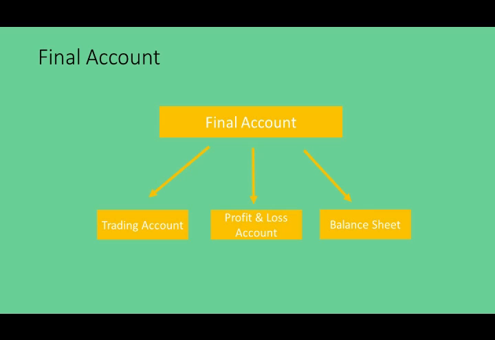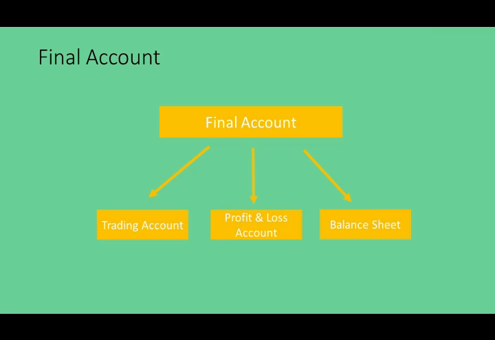The final account plays an important role for every kind of organization. There are two main objectives of preparing final accounts: to know the operational result, that is, final accounts are prepared to know the profit or loss during a particular period through the profit and loss account, which is also known as the income statement; and to ascertain the financial position of the business on a particular date through the balance sheet, also known as the position statement.